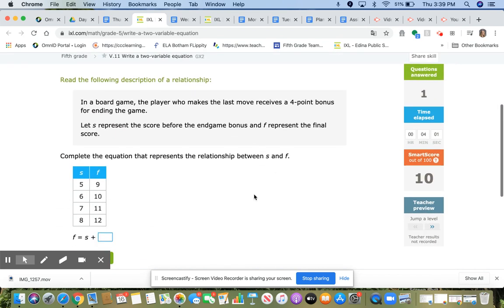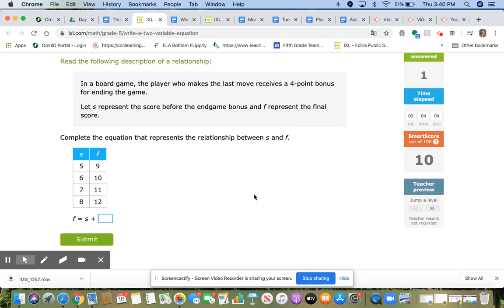Okay, let's do another. Read the following description of a relationship. In a board game, the player who makes the last move receives a 4-point bonus for ending the game. Let S represent the score before the end game bonus, and F represent the final score. Okay, so the score before the bonus and the final score. Complete the equation that represents the relationship between S and F. You might be a student who can read this relationship and know exactly what your number model is going to look like. I like to check it with my table.